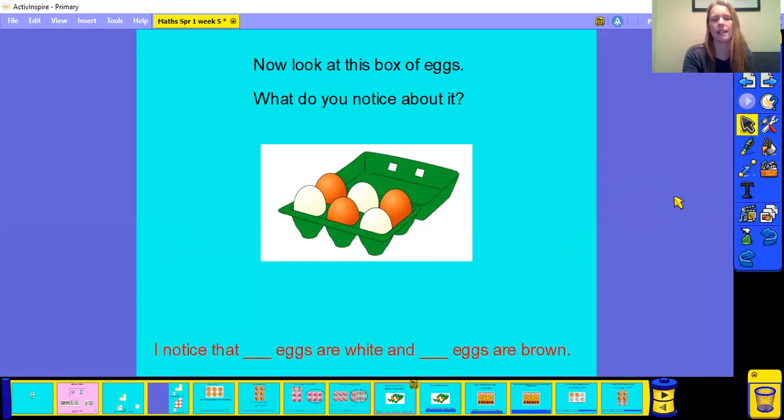I wonder if you noticed that the eggs are different colours. We have some eggs that are white and some eggs that are brown. How many white eggs do we have? 1, 2, 3. How many brown eggs do we have? 1, 2, 3. We can use this sentence to explain what we noticed. I noticed that 3 eggs are white and 3 eggs are brown.